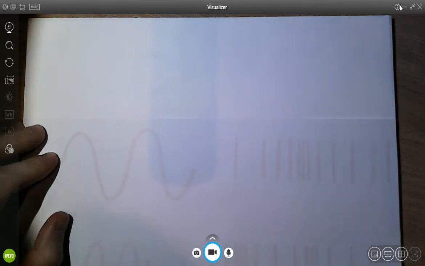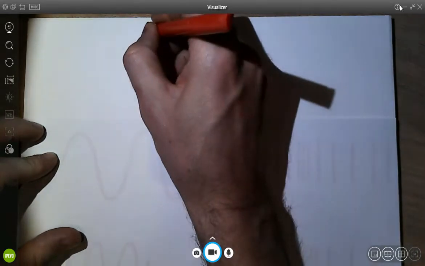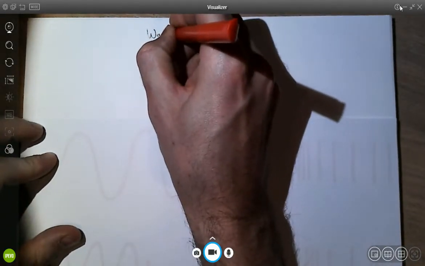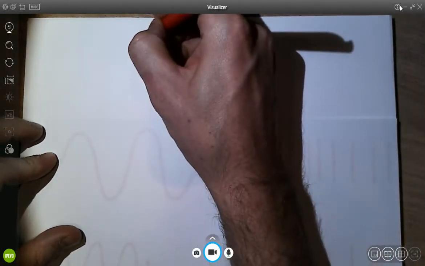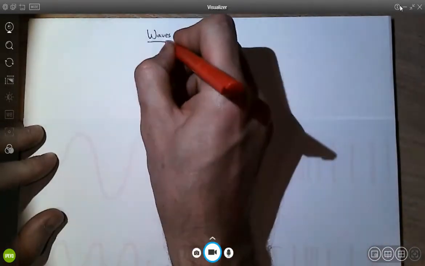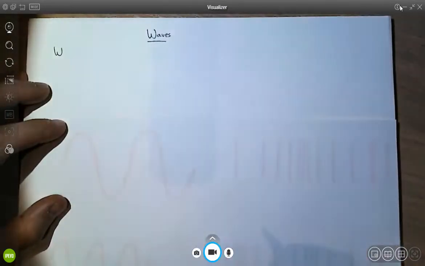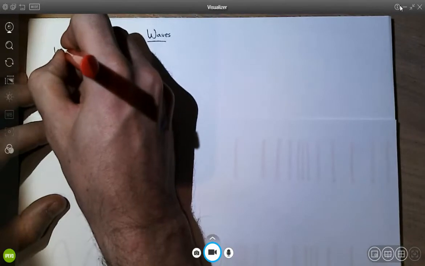In this video, we're going to look at the basic properties of waves. So this forms lessons 1 and 2 of the GCSE waves topic. So the first thing is, of course, what do we mean by a wave? We can link this back to Year 9 energy transfers.